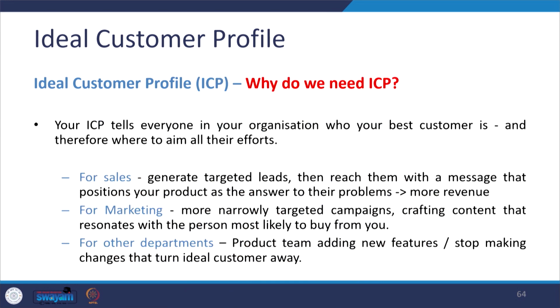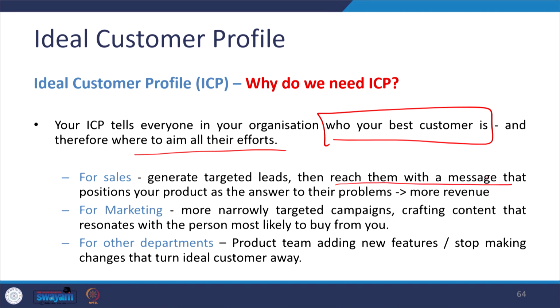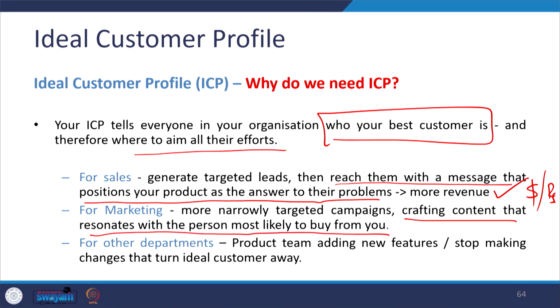So your ICP tells everyone in your organization who your best customer is and therefore where to aim all the efforts, right? So for sales, ICP generates targeted leads. Then they reach them with messages that position your product as an answer to their problems, which ultimately brings more revenue, right? And then for marketing, ICP helps with narrowly targeted campaigns, crafting content that resonates with the person most likely to buy. So here you are actually talking about personalization.